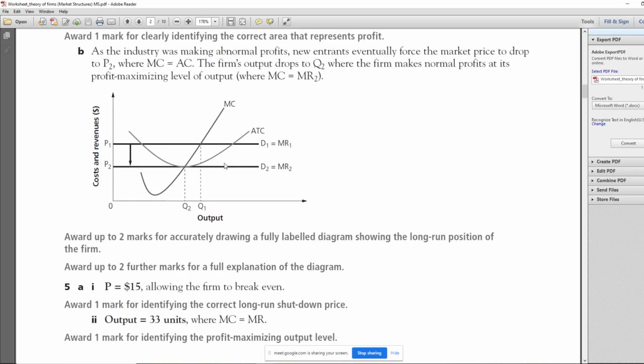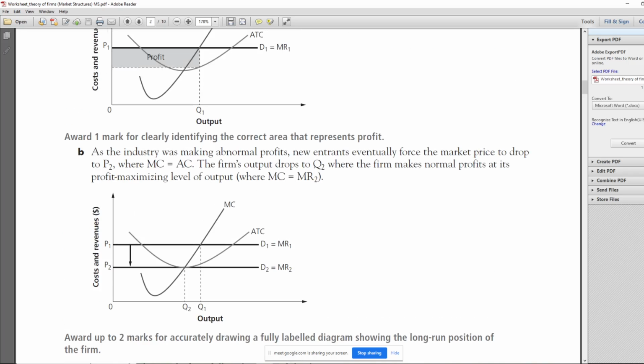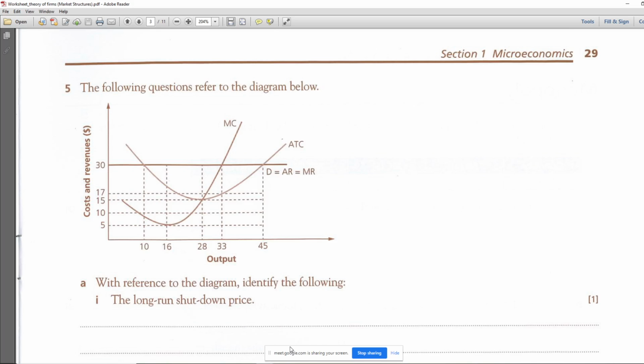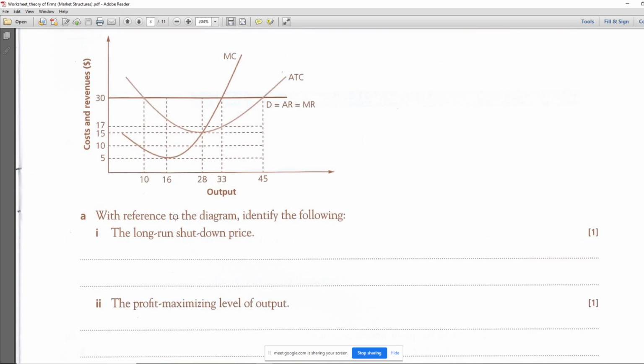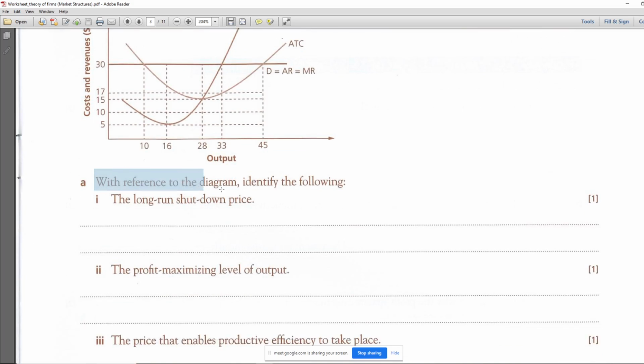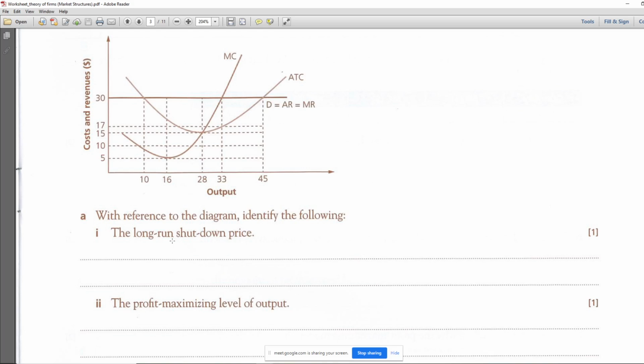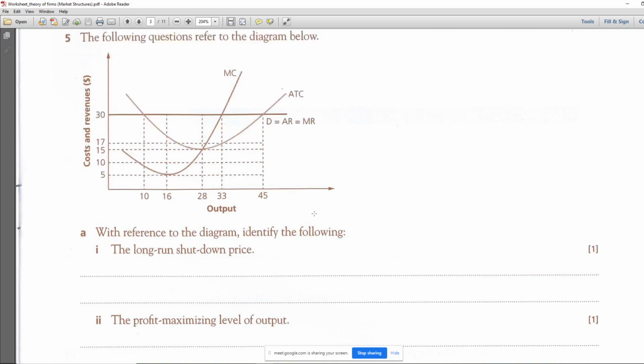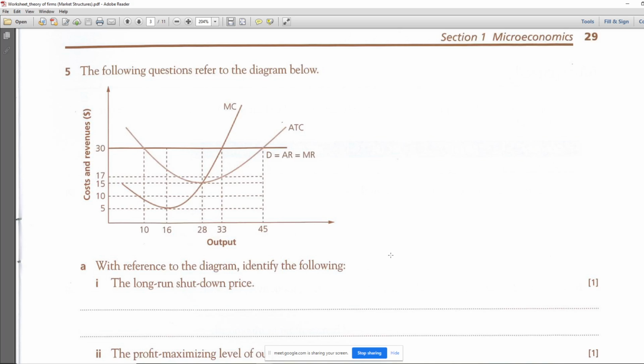So let's go to number 5. With reference to the diagram, try to identify the following: the long run shutdown price. Where is the long run shutdown price in this diagram?